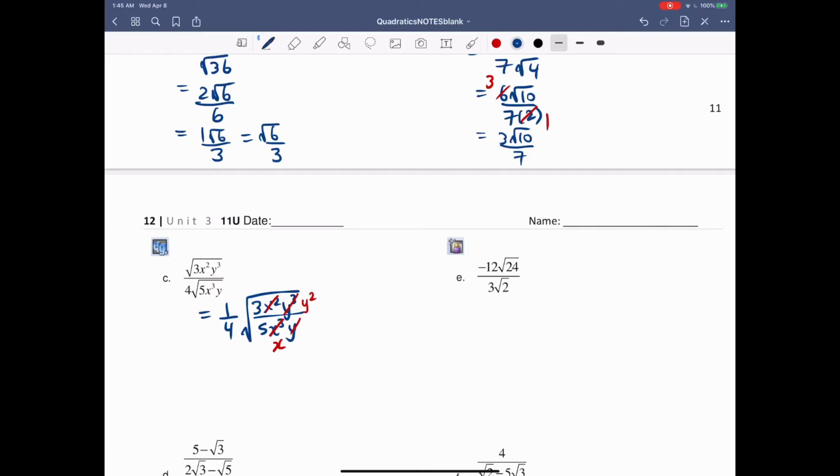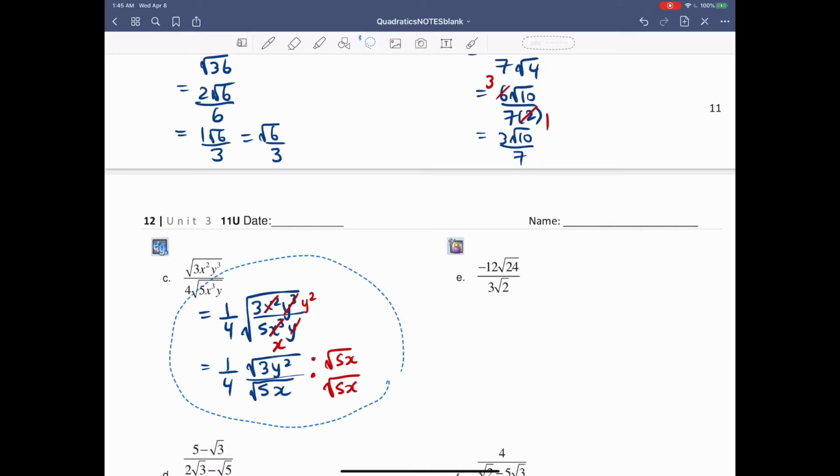So next, I have 1 over 4. Now let's write the square root separately. I have 3y squared divided by 5x. All right. I forgot the square root 5x because otherwise I wouldn't have anything to rationalize. So I need to multiply the top and bottom by what? The square root 5x. And so what do I get as the result?